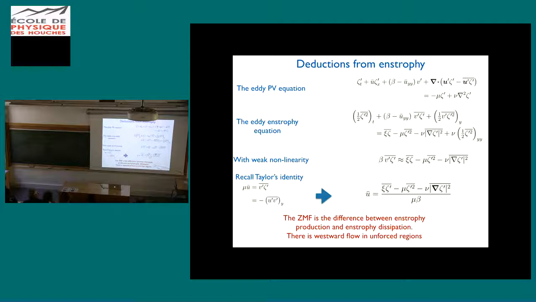So for instance, in the unforced regions, when you're outside the forced strip, the forcing term is zero, and U bar is guaranteed to be negative. That's westward flow. Westward flow in the unforced regions is a robust prediction of this result, because in the unforced regions, the forcing term is zero. All you've got is dissipation of eddy entropy, and that's why the solution is negative. The flow is negative.